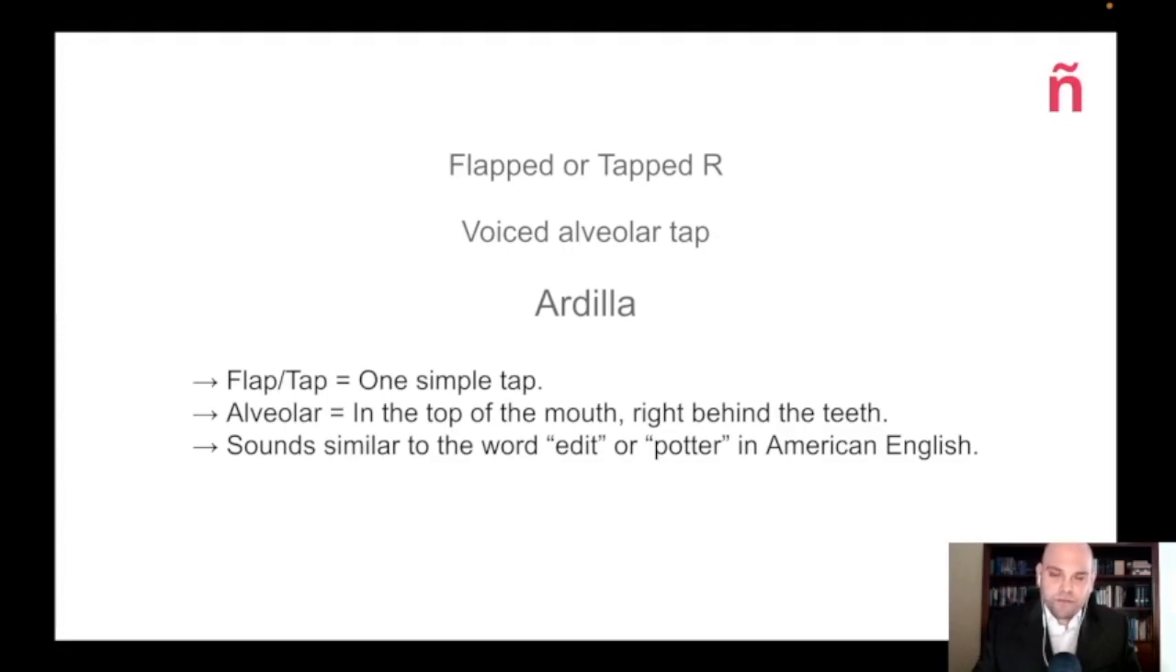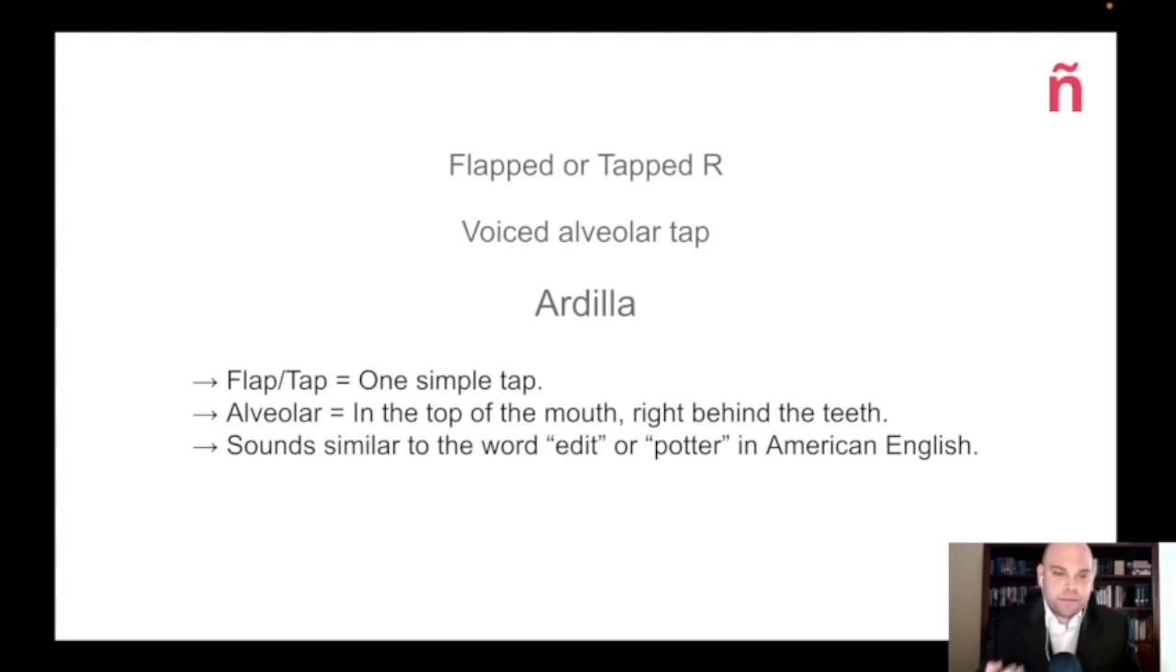and one example you can find in ardilla, squirrel in English. Okay, squirrel, ardilla. So what does it mean? As you can see, flap or tap is one simple tap, and then alveolar, meaning in the top of the mouth, right behind the teeth. So one simple tap in the top of the mouth, right behind your teeth.